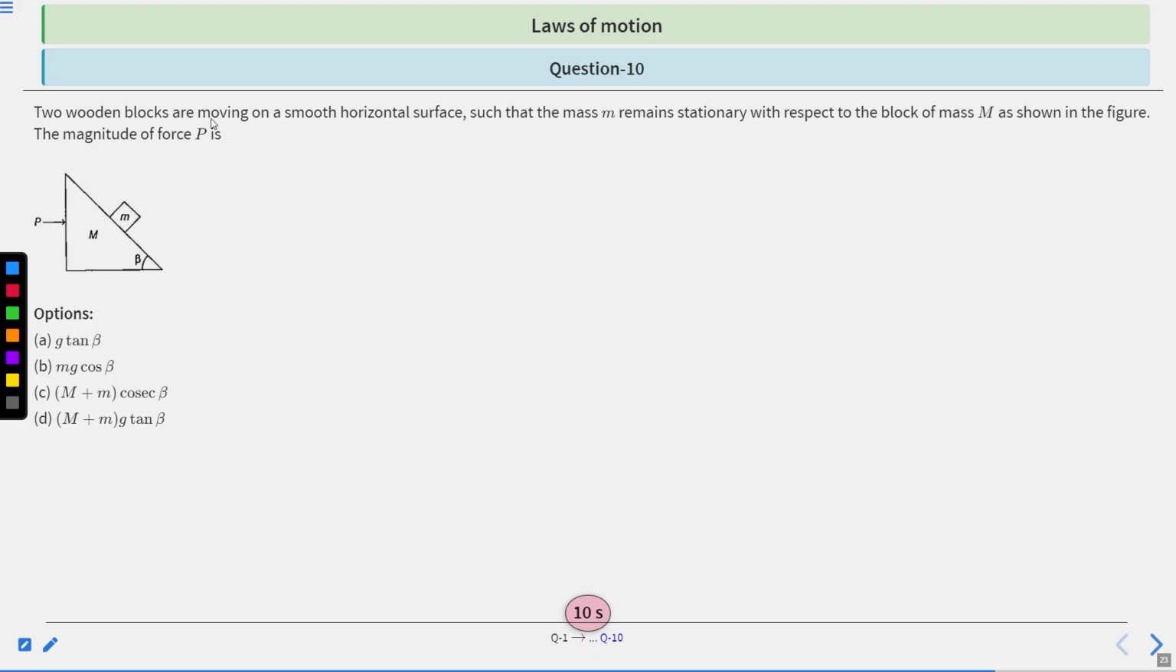Two wooden blocks are moving on a smooth horizontal surface such that the mass m remains stationary with respect to the block of mass m as shown in the figure. The magnitude of the force P is what? Option A is g tan beta, B is mg cos beta, C is (m plus m) cosec beta, and D is (m plus m) g tan beta. Which one is correct? You have 10 seconds to solve this question. After that, we will provide the solution.